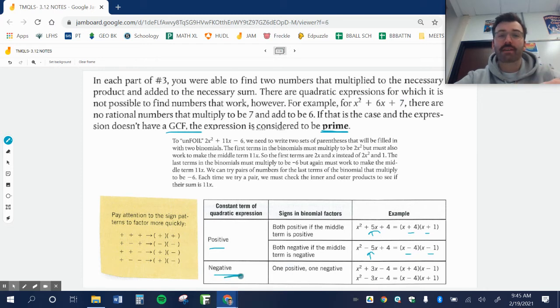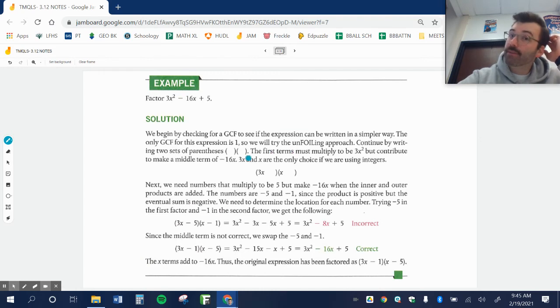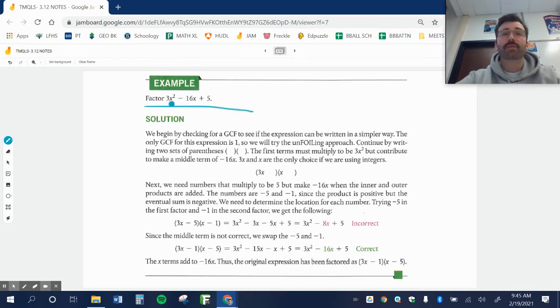If I have a negative constant term, then I need one positive, one negative. Knowing that, it really wants us to guess and check this problem. So for example, if I have 3x squared minus 16x plus 5, this last term is positive, but the middle term is negative. That tells me right away that I have two negative numbers in here. Now it's on us to figure out which two.